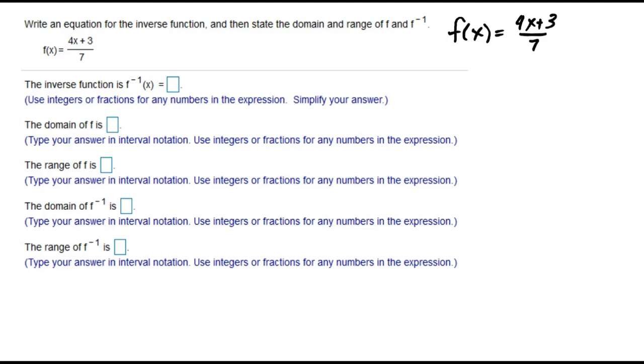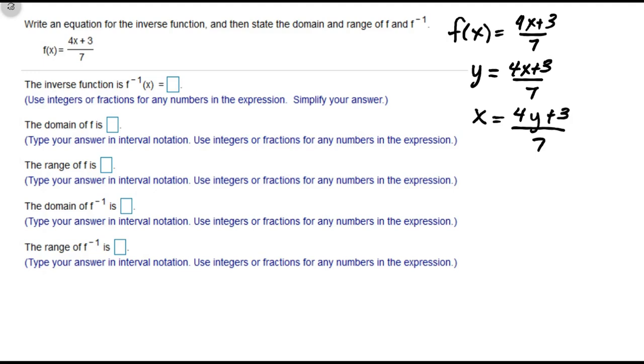First I'm going to change that f of x to be y, just because the symbols are a little bit easier and y has more meaning to us. Then I'm going to switch the x and the y. This is what is making the inverse. Inverse functions switch their x and y values. And then I'm going to solve for y.